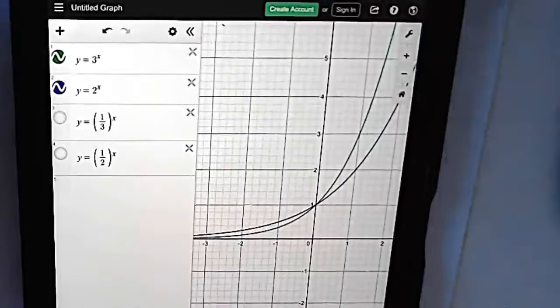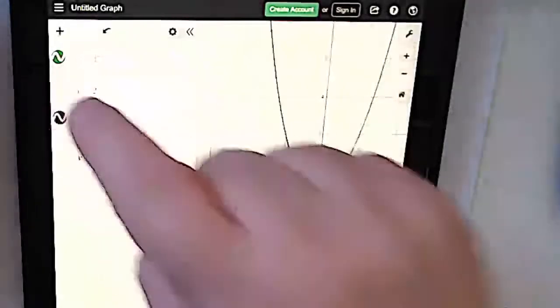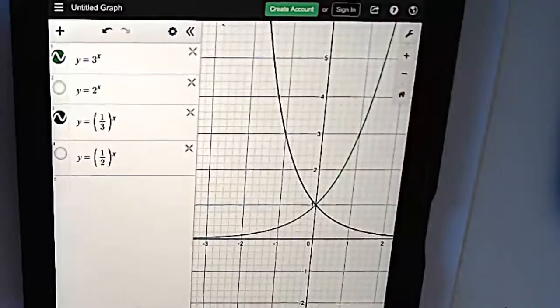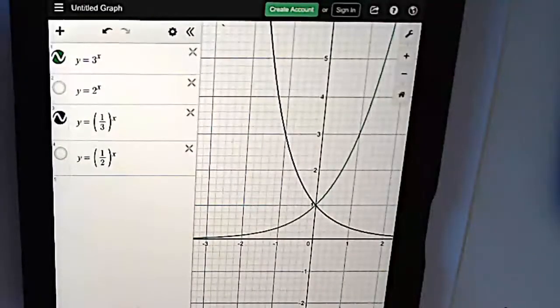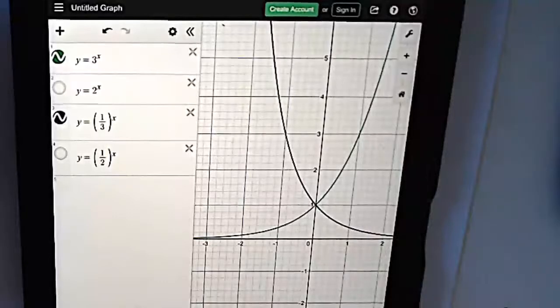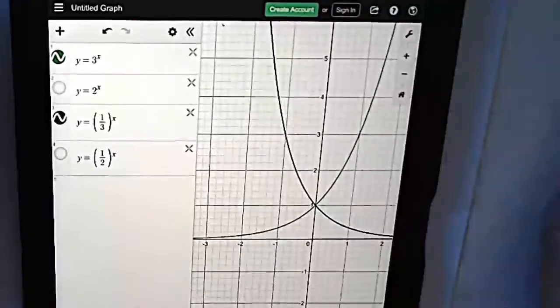Okay, so now let's look at 3 to the x and 1/3 to the x. Interesting. 3 to the x and 1/3 to the x share that symmetry that 2 to the x and 1/2 to the x shared, right? We've got that symmetry left and right, sideways, that symmetry about the y-axis. So that's kind of cool. Still sharing that 0, 1, very, very important point.